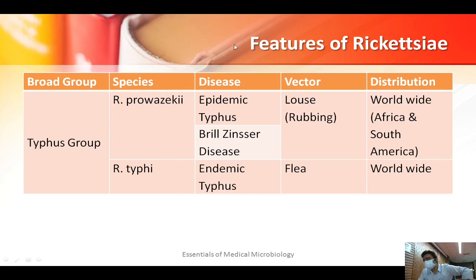If you know this chart, a lot of things will be clear. So please know it. Where it is distributed is given here. Rickettsia typhi causes endemic typhus, and flea is the vector.